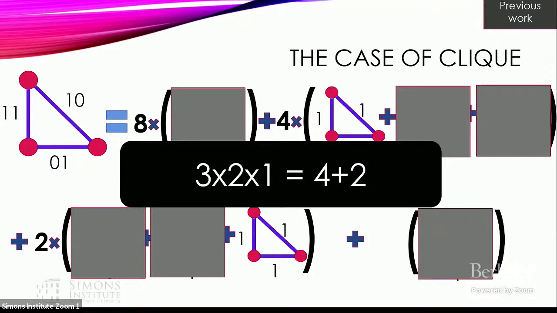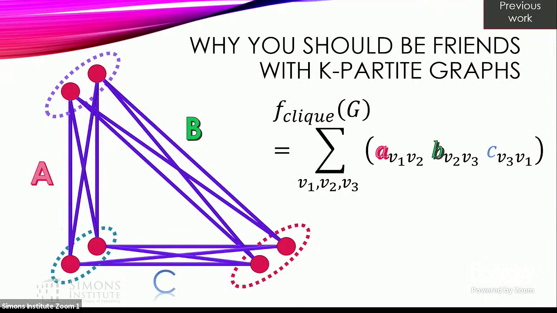What does this look like in general? Well, if I have some graph and I've got a set of edges A and a set of edges B and a set of edges C, this f-clique polynomial is equivalent to multiplying across all the possible choices of cliques, the various edge values corresponding to that clique.